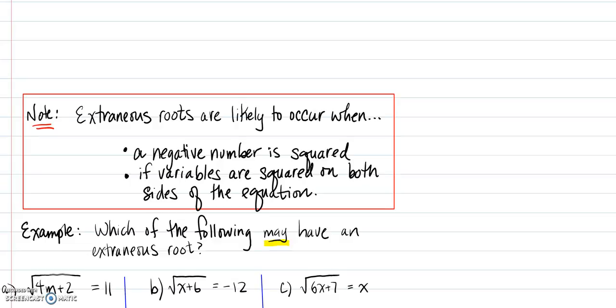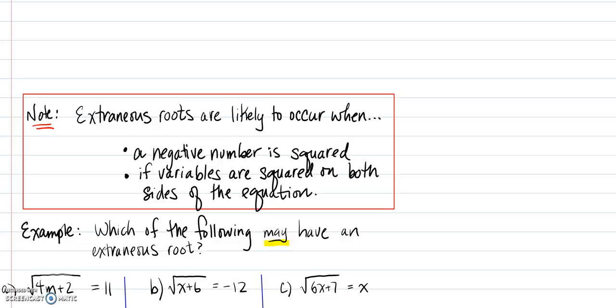In B, the square root of a number is always positive. So the square root of x plus 6 equaling negative 12 is impossible. So you can see I'm squaring a negative, and that is creating an extraneous root. So B will absolutely have an extraneous root. C, however, it equals x. The root equals x.